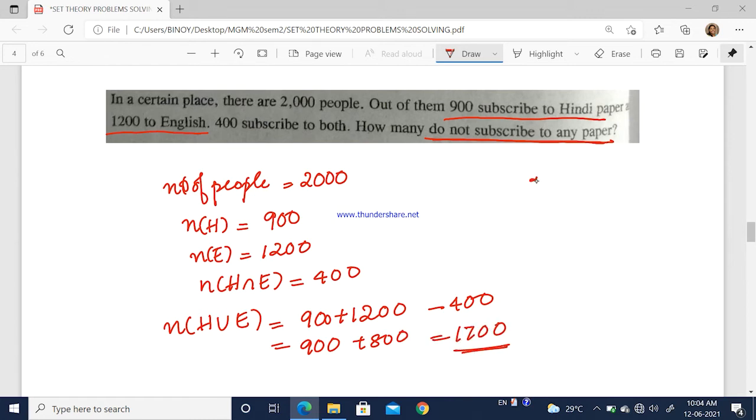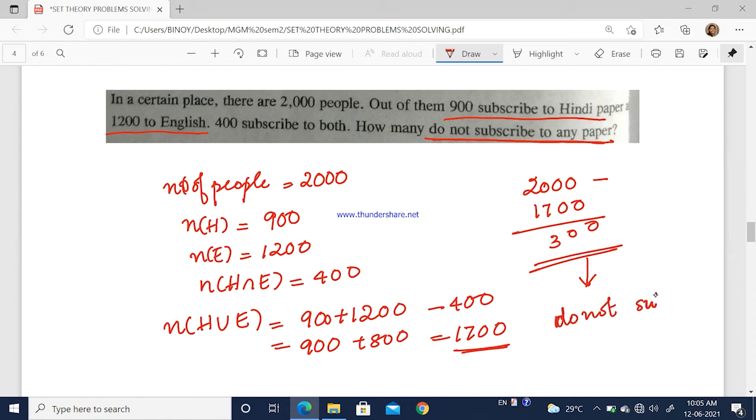Now subtract 1700 from 2000, so we'll get the answer as 300. So 300 people didn't subscribe to any paper.